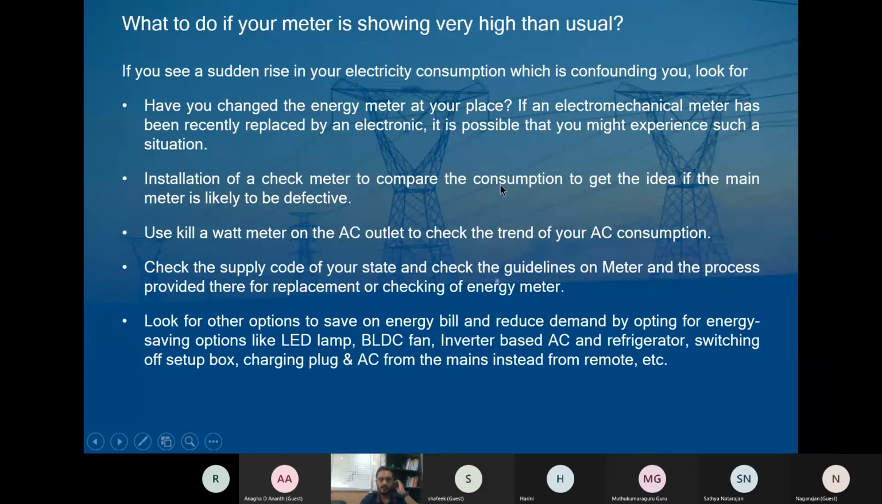So what to do if your meter is showing a very high reading than usual? It's one of the common things everyone comes across, right? If you see any sudden rise in electricity consumption which is confounding you, look for these things. Have you changed the energy meter at your place recently? If an electromechanical meter has recently been replaced by an electronic meter, it is possible you might experience such a situation, because we have already seen electronic meters are more accurate.